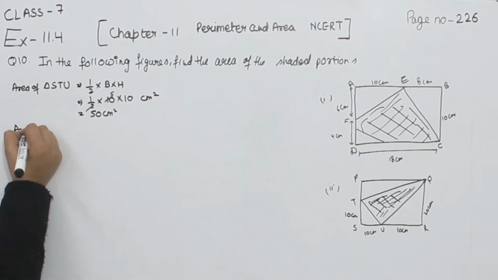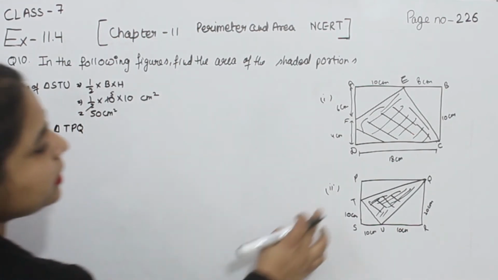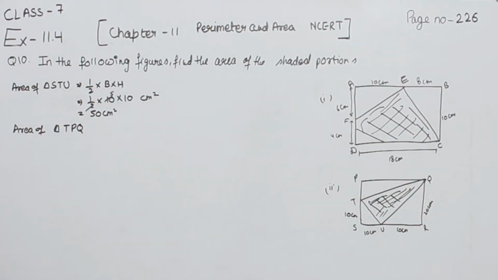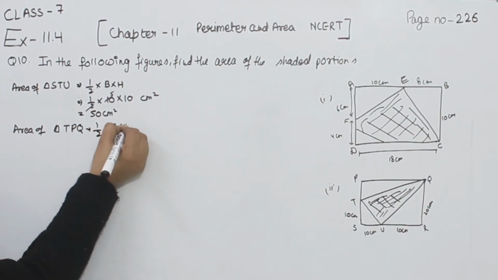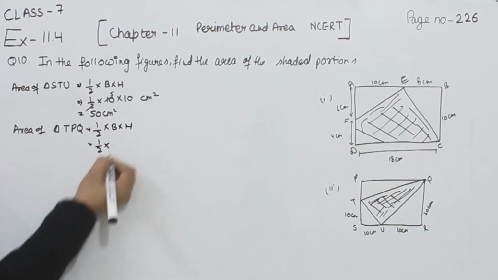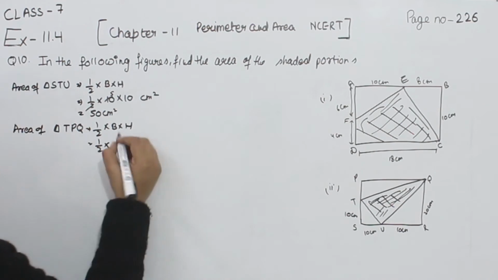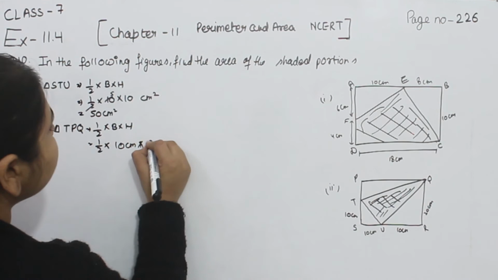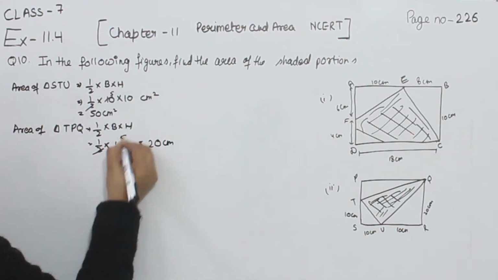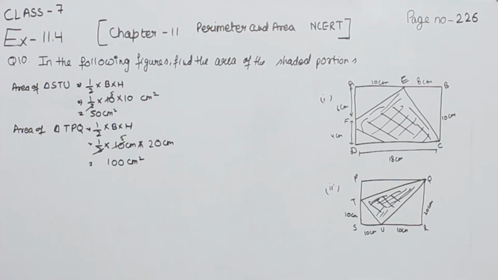Now we are going to find the area of triangle TPQ. This is the TPQ. Now in this one, the formula will be half into base into height. So half, the base we have PT, this one is 10 centimeter, and the height we are having as this one PQ as 20 centimeter. So this one is 100 centimeter square.